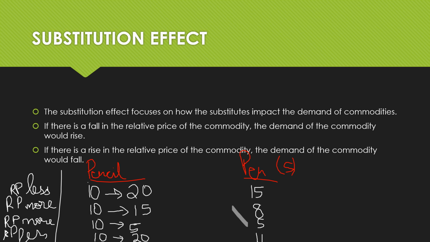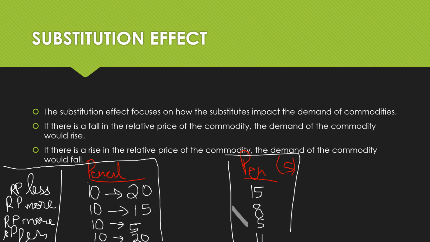Okay, so there is a rise in demand. And why did this rise in demand happen? This rise in demand happened because there is a fall in the relative price of the commodity. So what we are understanding here, let's look at only these tables. Now we understood how we found out the relative price. Okay, now let's forget this part, and now let's focus only on this particular part.